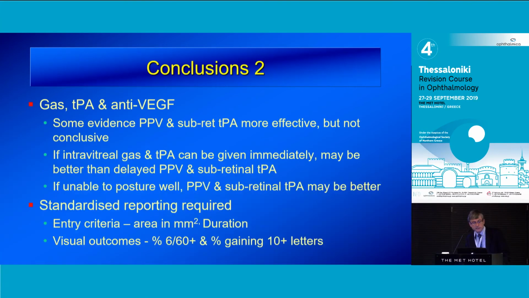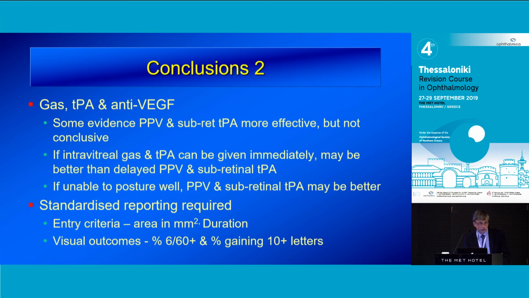There's some evidence that vitrectomy and subretinal TPA is more effective at displacing the blood, but the intravitreal gas works very well. And if you're in a situation where you can give the intravitreal gas immediately, but you have to wait until next week before you can have a vitrectomy, then you're probably better off giving the intravitreal gas. And of course, you then need to maintain the anti-VEGF after that.